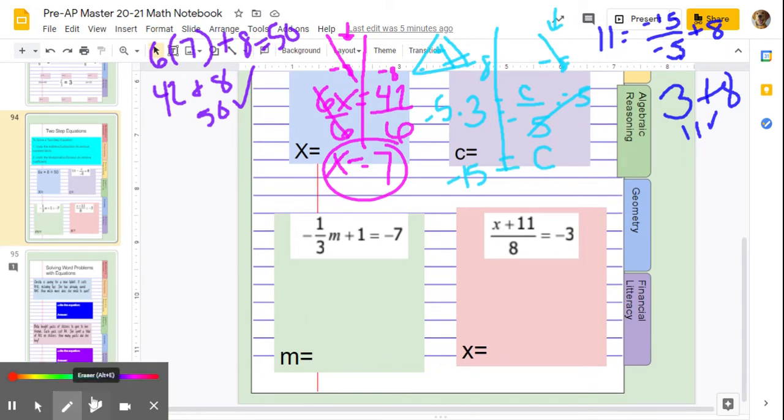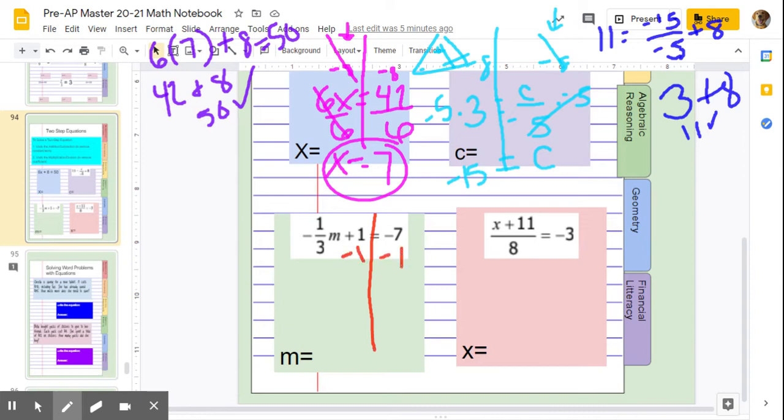All right, on the bottom, our first step is going to be the same. So we're going to get rid of our addition or subtraction. So we're going to say minus 1 on both sides. 1 minus 1 is 0, so we're left with negative 1/3 m, and it's equal to negative 7 minus 1. You're going to go further negative. If I owe you $7 and I borrow one more, I now owe you $8.